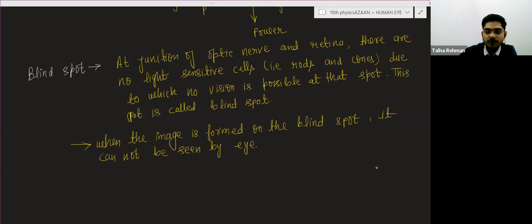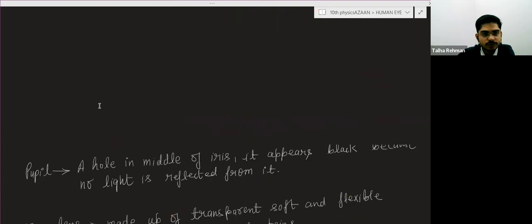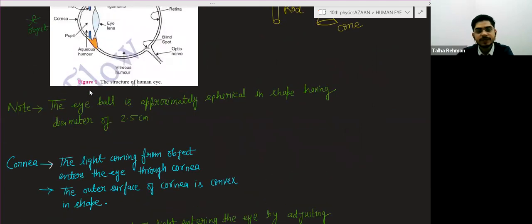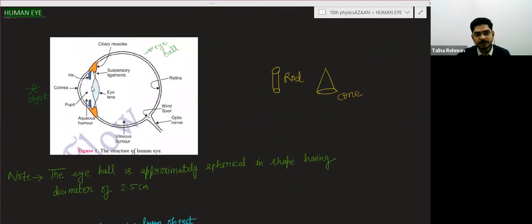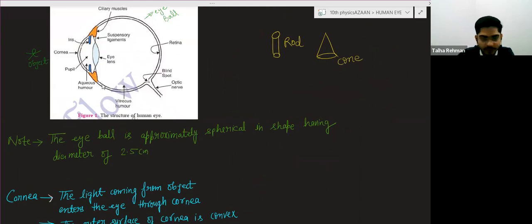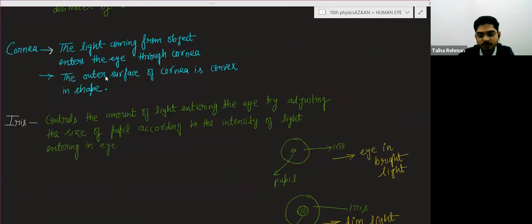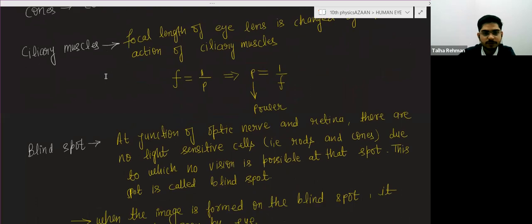Now there is one more thing here: aqueous humor. In between the eye lens and the cornea is a liquid. Aqueous means water, made up of water. So basically, aqueous humor.